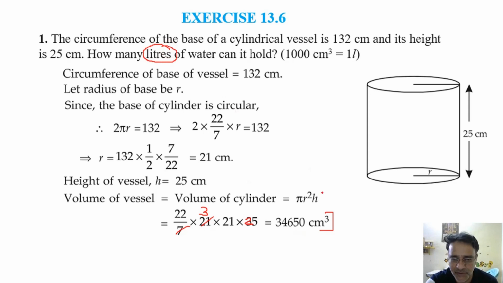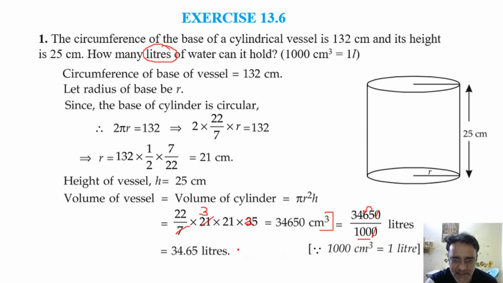Now we have to convert it into liter because we have to write the answer in liter. So what do we have to do here? Divide by 1000. Very good. So we cancel the zeros. Now here 2 zeros are there, so we start from the right and count the number of digits, 1, 2. Then we put the decimal here. So we'll get 34.65 liters. Any doubt in this question?